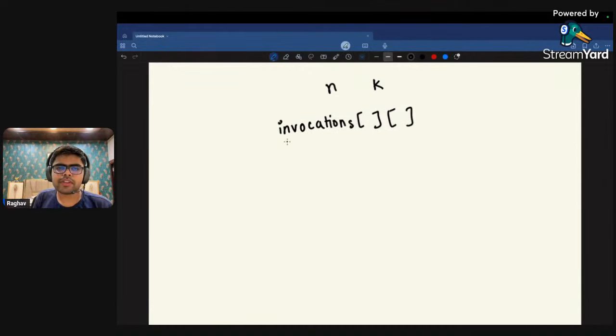The size of this invocations array or vector can be anything. It would basically be a vector of vectors of size 2. Okay, let's call this m. So we are being given an integer n, an integer k, and a 2D array of dimensions m by 2. This m is something we have just declared for this.